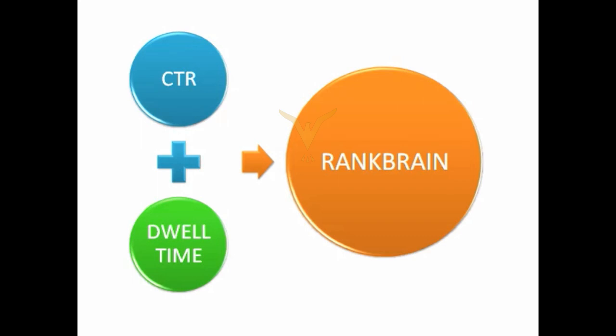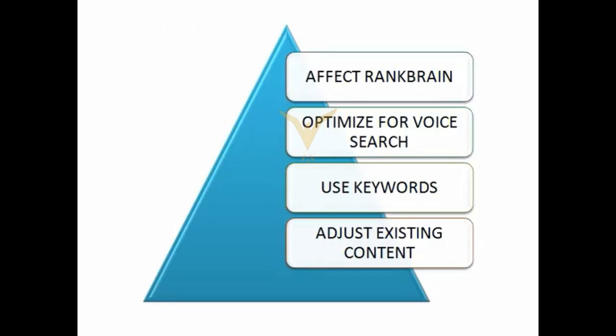Now let us understand what we have to decide and what we have to know about this RankBrain. Firstly, how to affect RankBrain. We'll affect RankBrain by giving the best content. I'm talking about best content in mostly all the videos because this is a very important thing. You should always give the best content. Your dwell time is going to increase when your customer stays for a longer time. And why will your customer stay longer? Because you are giving them the best content.